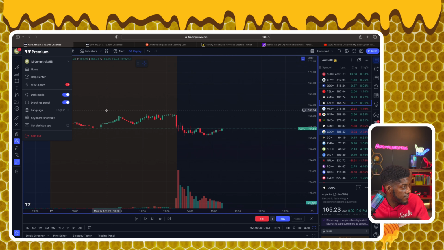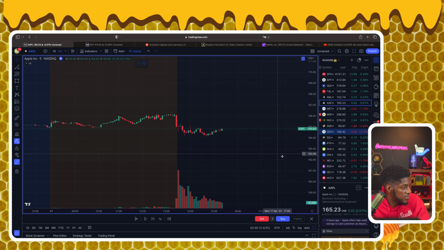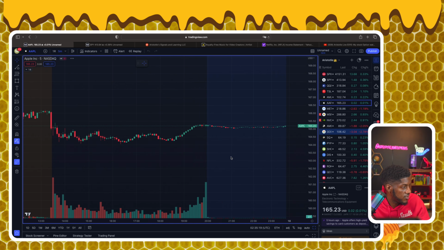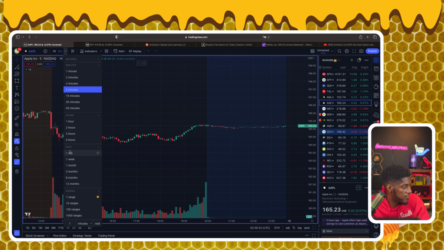So I have dark mode. I love dark mode because I don't like to be blinded. Then we can take off this replay. We can exit out of replay. So I like to go to the daily chart first.